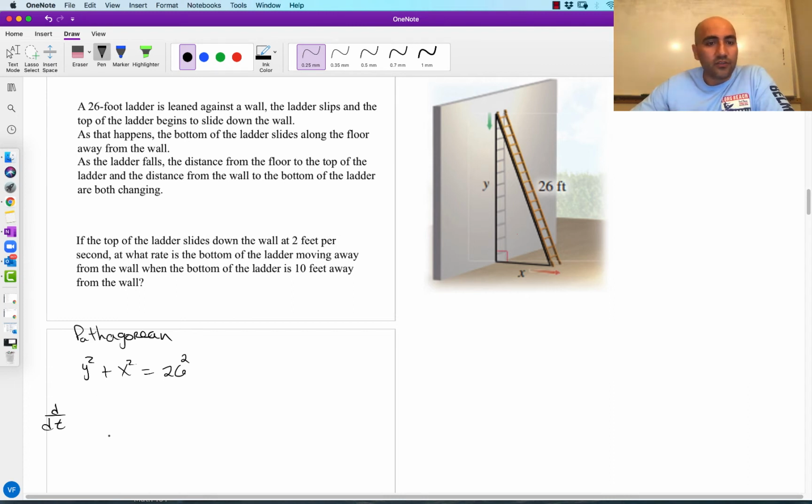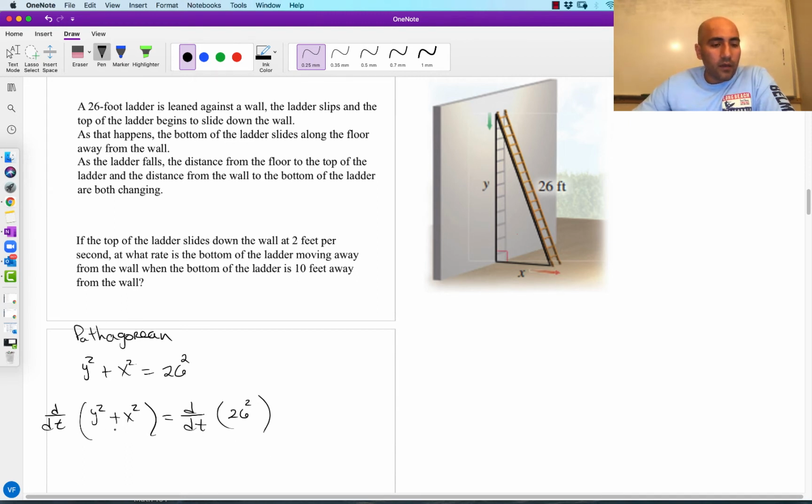That's what makes this section really hard. There isn't one straightforward rule that we always use. But with respect to time is a very popular derivative that we have to apply. So let's take the derivative with respect to time of this equation, y squared plus x squared, equals the derivative with respect to time of this side.